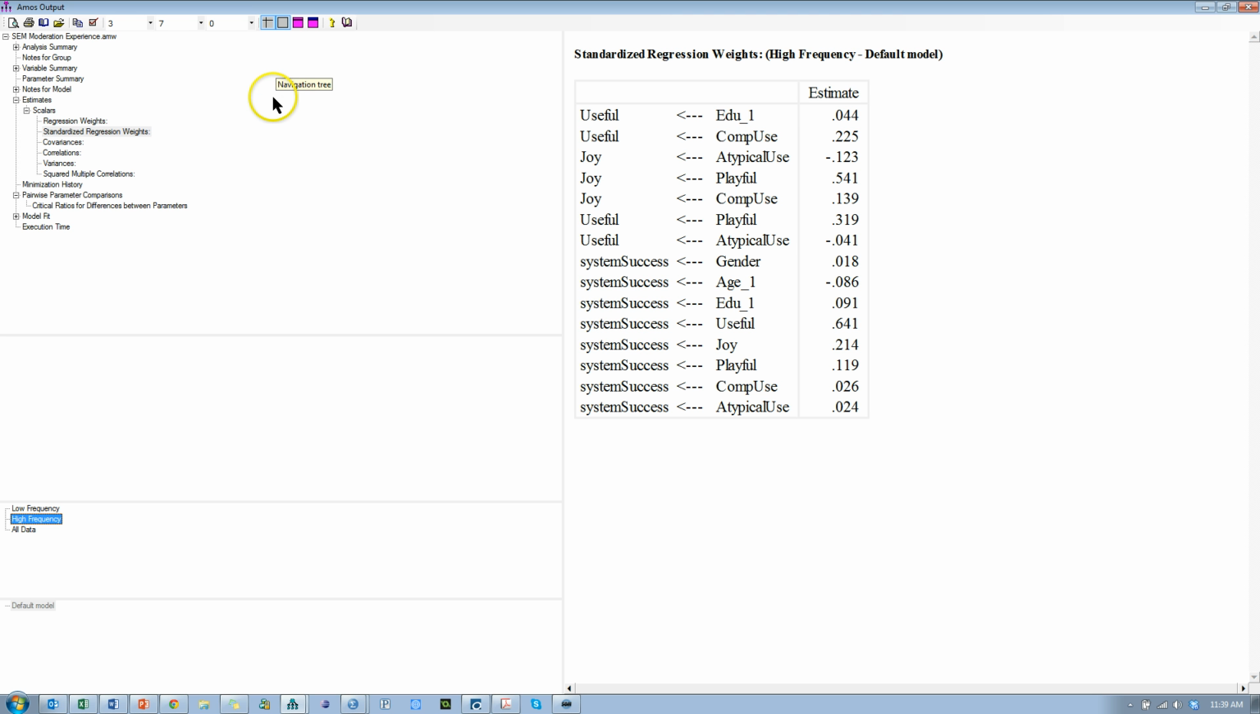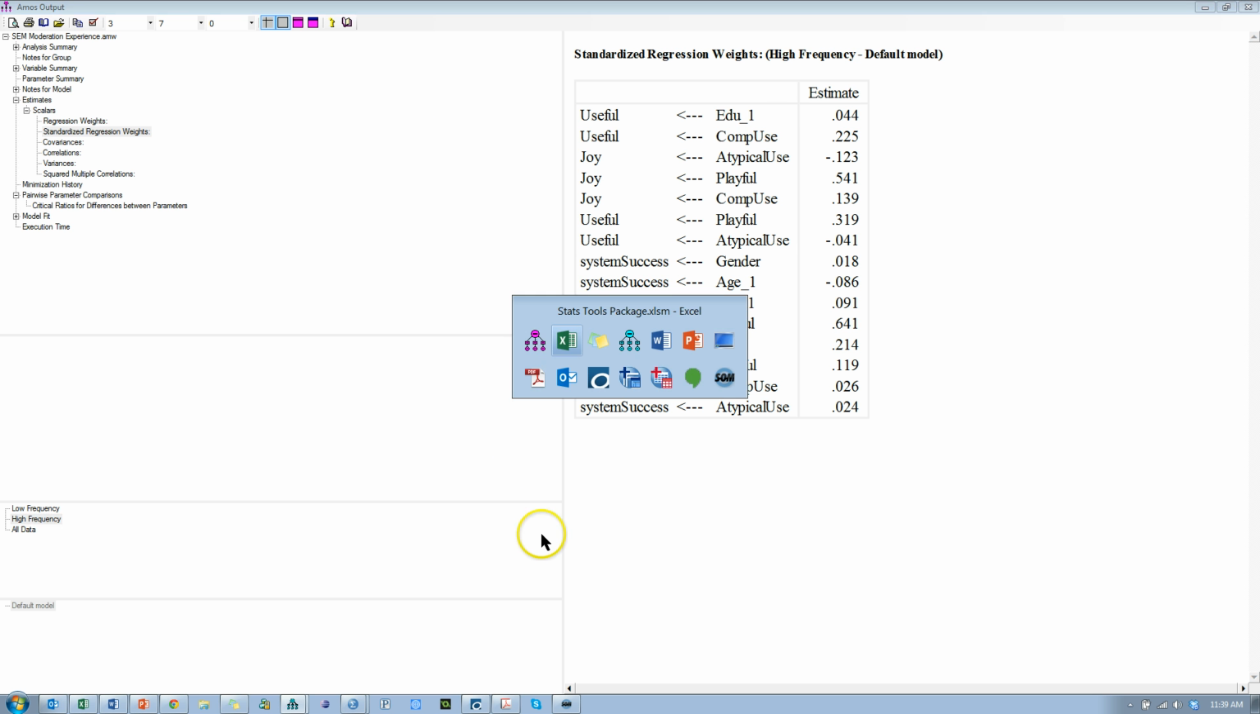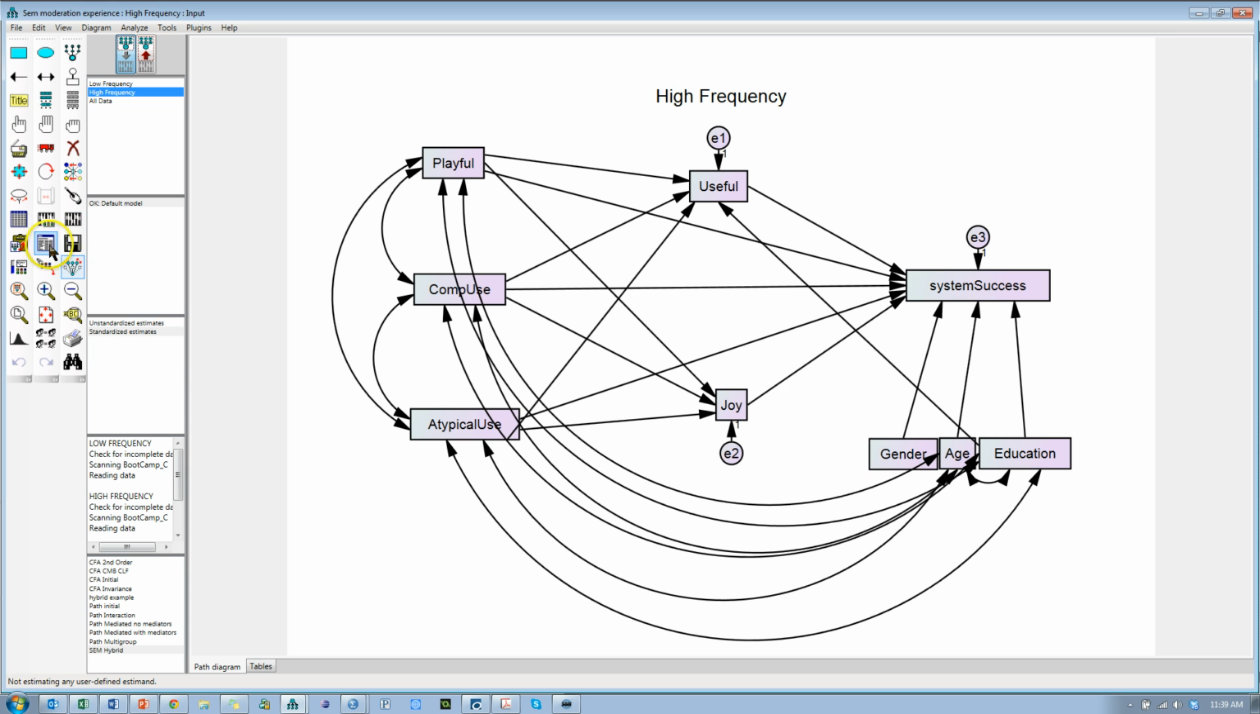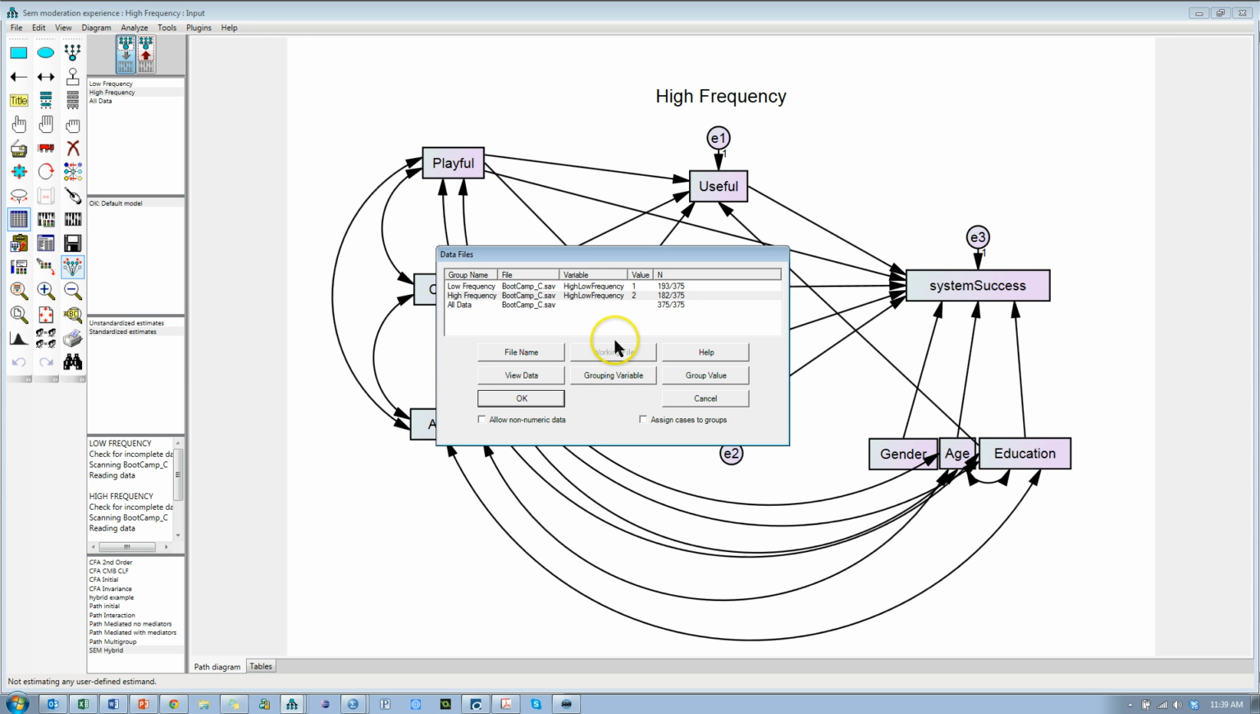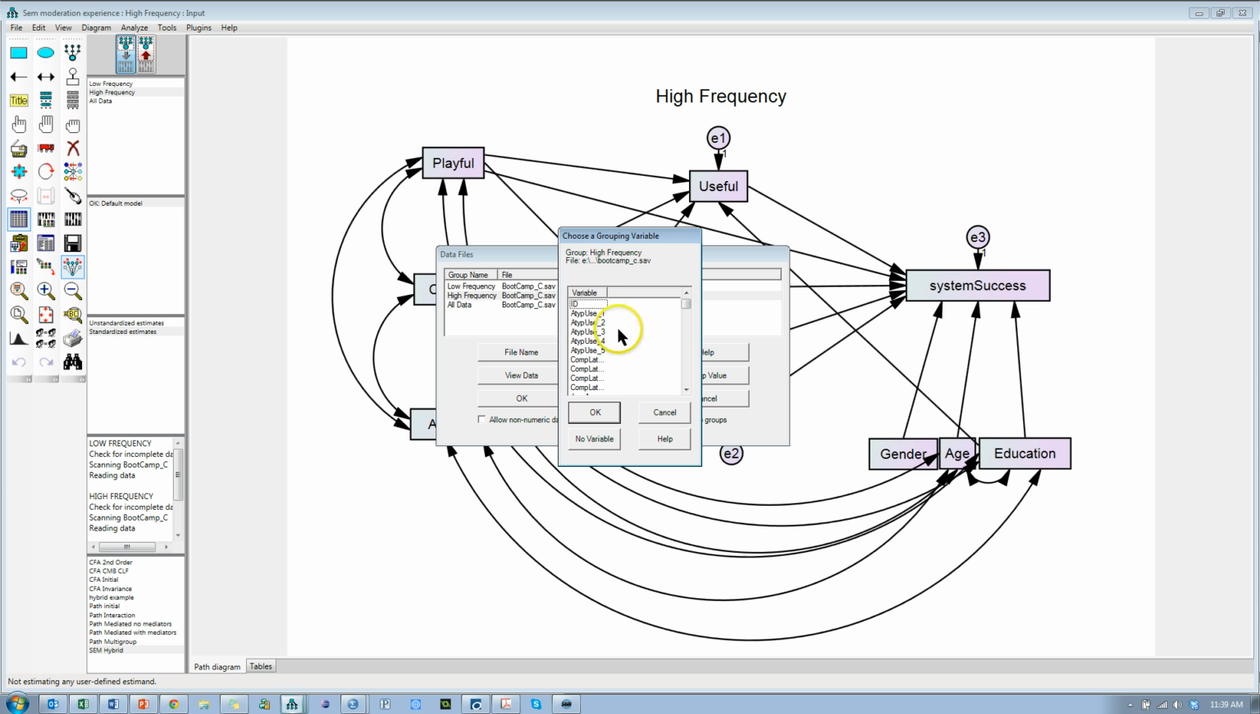Back to, you want to look at the grouping variable? Okay. Data, grouping variable. I have high and low frequency. I'm using a different data set than the one I gave you a week ago. Cool? All right, just for the DM students there.